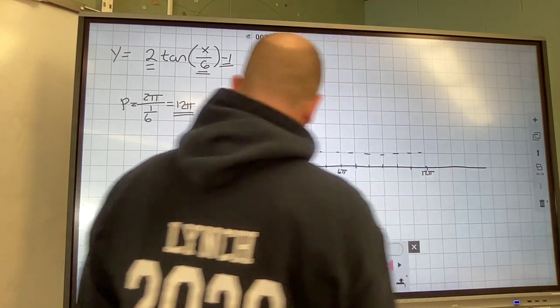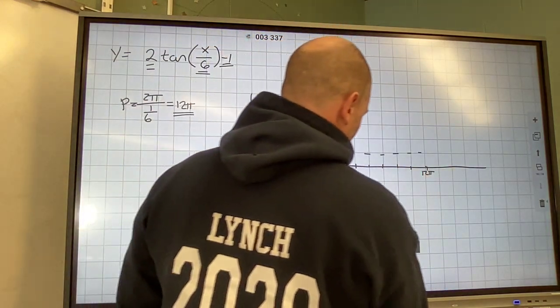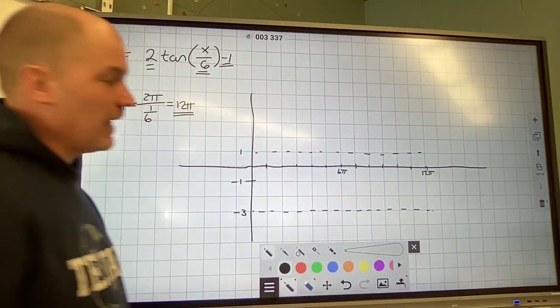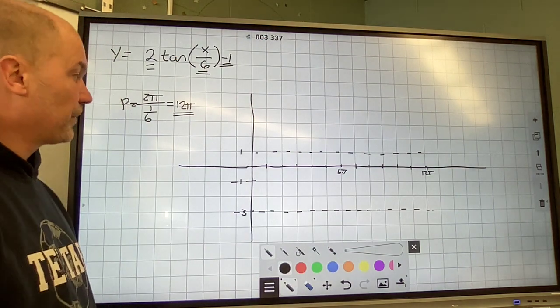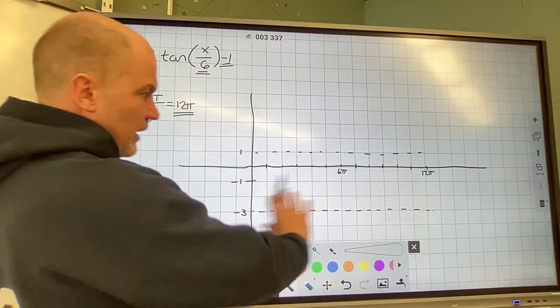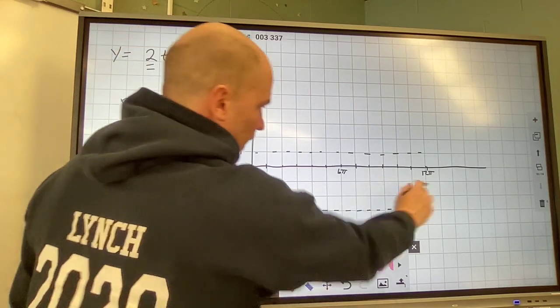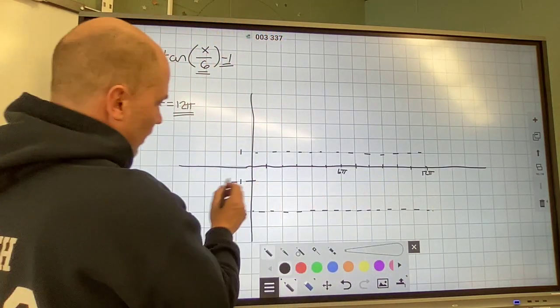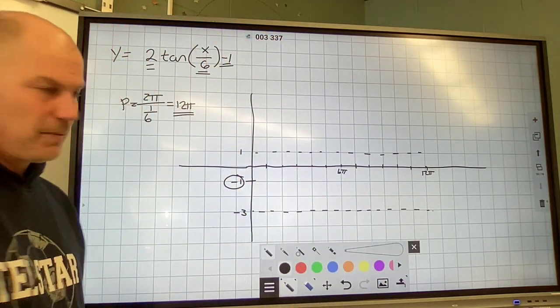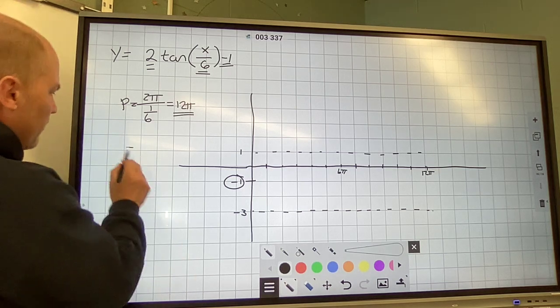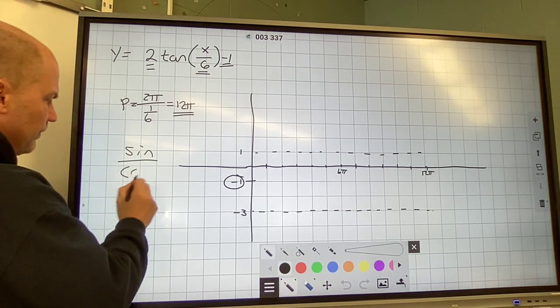So when I graph tangent functions, what I like to do is think about cosine, because those are going to tell my vertical asymptotes, and sine, where I'm going to have my zeros. So I know that my sine and cosine function live in here, and all the points I care about are going to be on that value because that's my midline. So remember that it's sine over cosine.